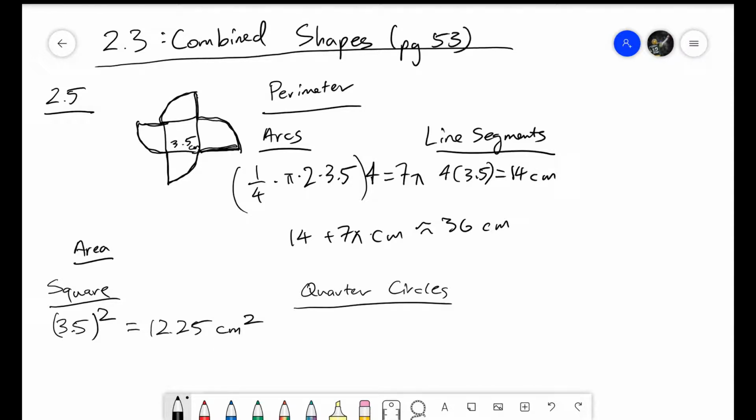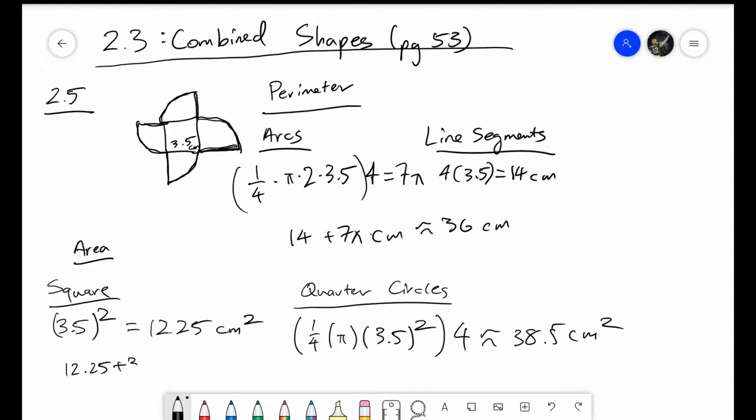Next is to find the area of the quarter circles. Each quarter circle is 1/4 the area of a normal circle, and the circle has a radius of 3.5 centimeters. Therefore, each quarter circle will have an area of 1/4 times pi times 3.5 squared. And since you're trying to find the area of all of them combined, you multiply this by 4, since there are 4 quarter circles. This is approximately equal to 38.5 centimeters squared. Then to find the area of the entire shape combined, you add 12.25 plus 38.5, and that gives approximately 50.75 centimeters squared.